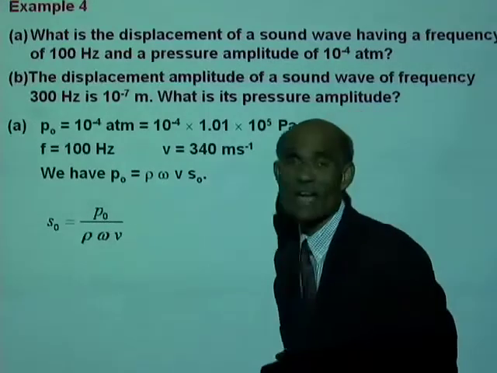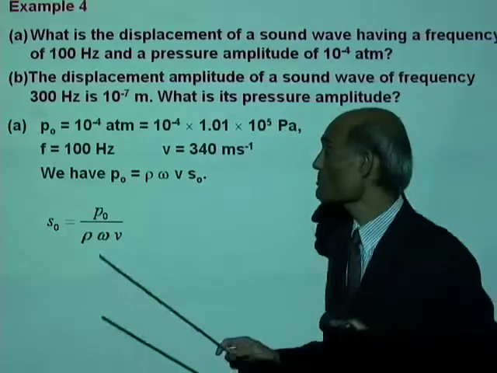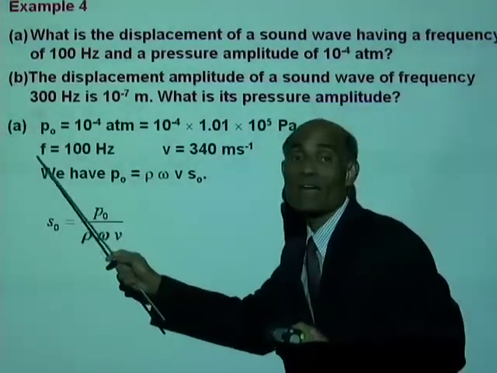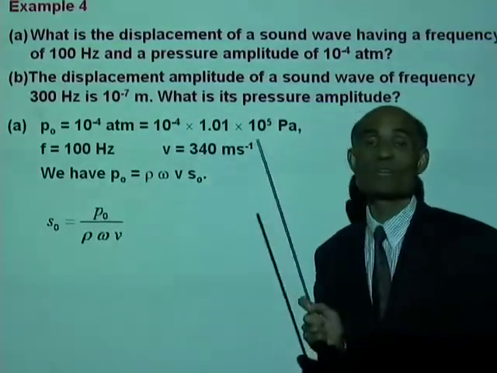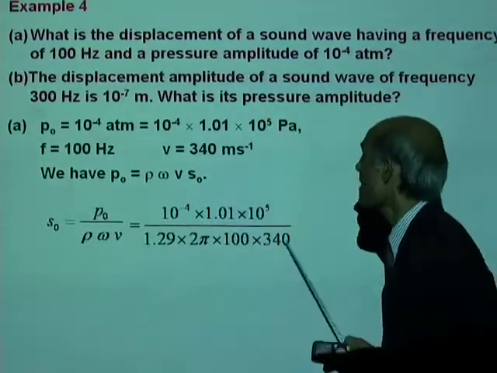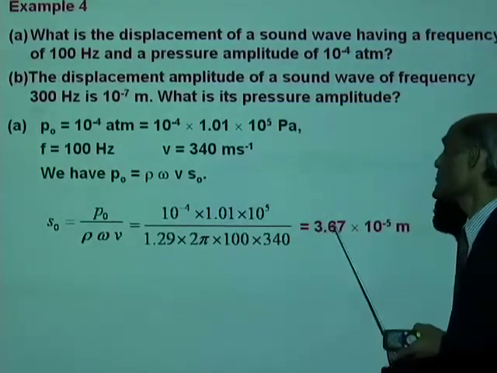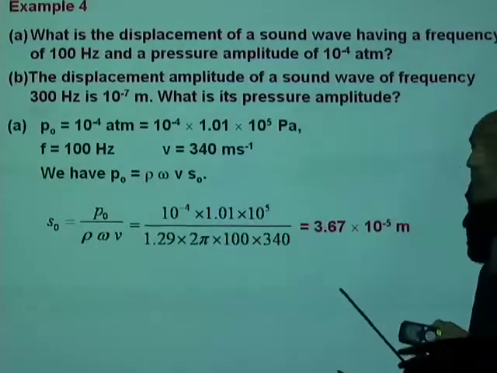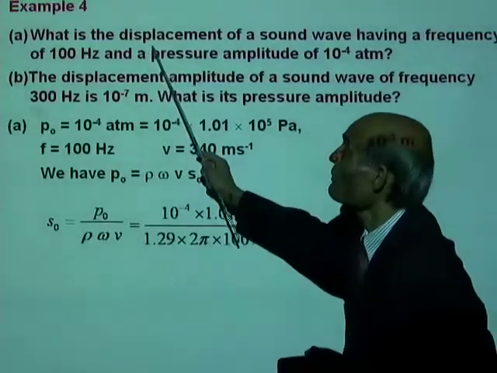Rho, the density of air, you remember I gave it to you, 1.29 kilogram per meter cube. Omega is 2 pi F, where F is given to us. V, the speed, is 340 meter per second. So, put all those values and calculate S0. It gives me 3.67 times 10 to the -5 meter. And that is the displacement amplitude of this wave.